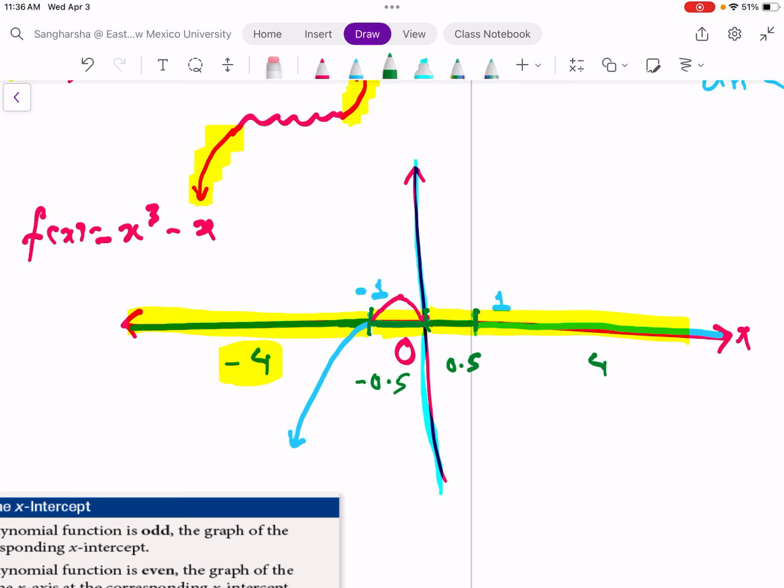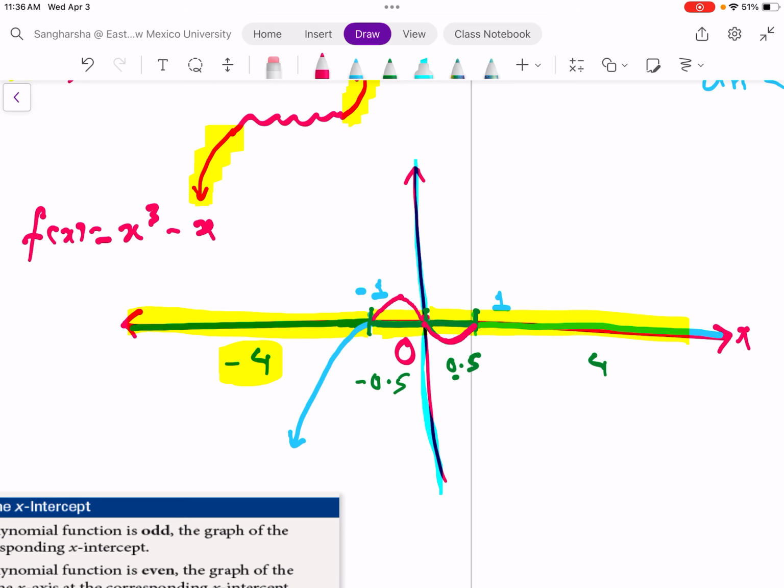Now let's check what happens in between these. So let's take 0.5 for every x. So we have 0.5 cubed, which is 1/8, minus 1/2. Do we get negative or positive? 1/8 minus 1/2, we get negative. It means our graph goes below and it comes back to positive 1, so it goes down. You don't need to be exactly the same. If you have it close enough, then it's fine.